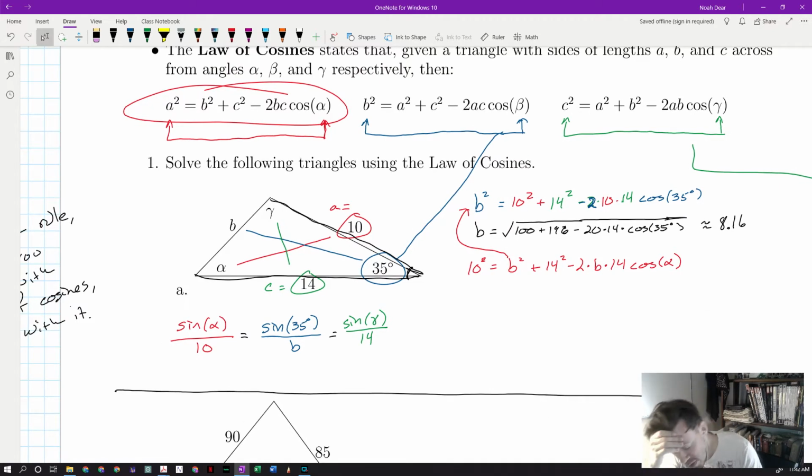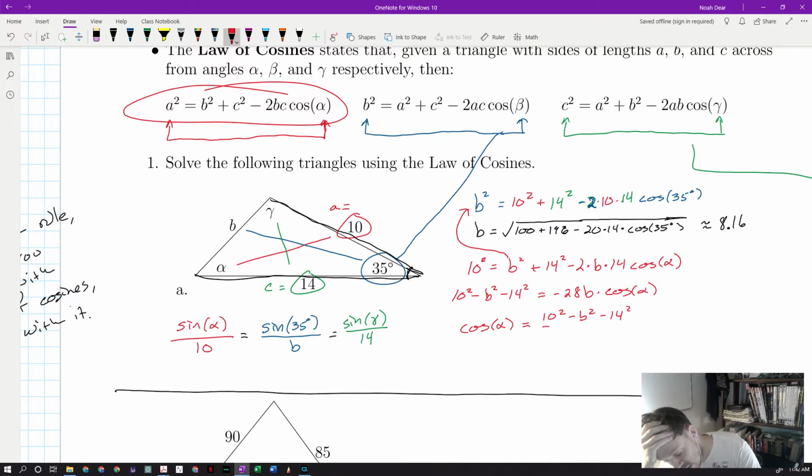So I want to solve for alpha, so I'm going to subtract the b squared and the 14 squared over. So I get 10 squared minus b squared minus 14 squared equals negative 2b, say that's 2 times 14 is 28b, times the cosine of alpha. And so dividing, I get the cosine of alpha equals 10 squared minus b squared minus 14 squared over negative 28b.